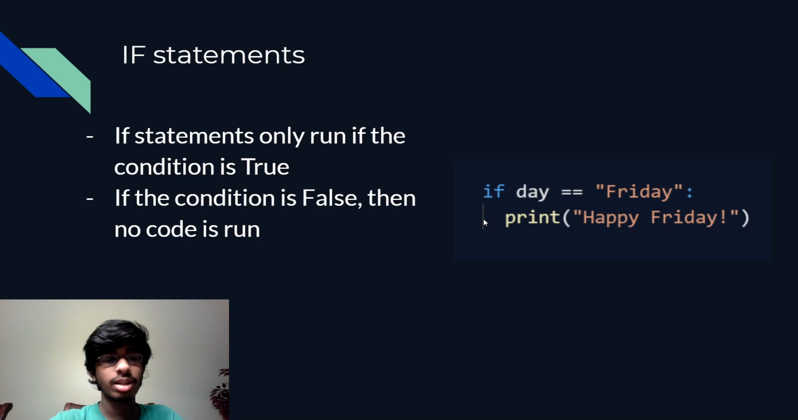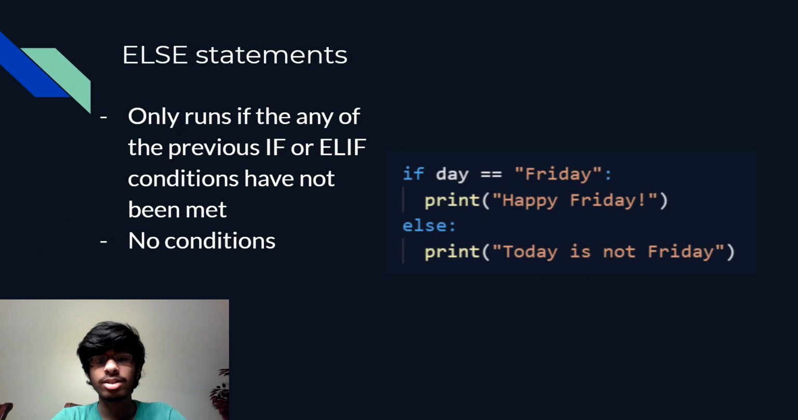Now let's look at else statements. Else statements extend a conditional, and the code in an else statement only runs if all the prior conditions have not been met. If we look on the right, we see the same if statement that was on the last slide, but there is also an else statement underneath it. Inside this else statement, we have a print statement that prints "today is not Friday." The code under this else will only run if the if condition is false. It's kind of like a last resort for the code if none of the above works.